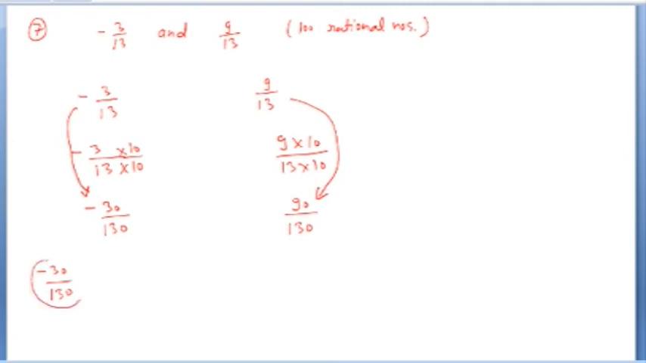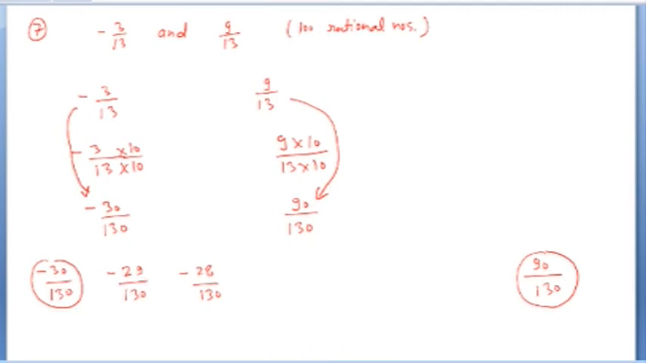So this number is given, and these numbers are given. In between these two numbers, minus 29 upon 130. Just subtract 1. Again subtract 1, minus 28 by 130. Write in this ascending order. So minus 29, minus 28.